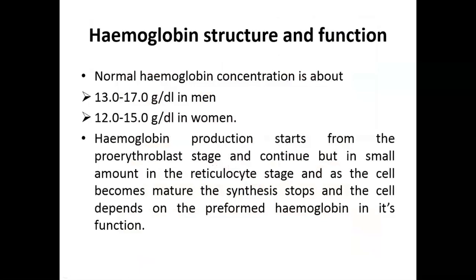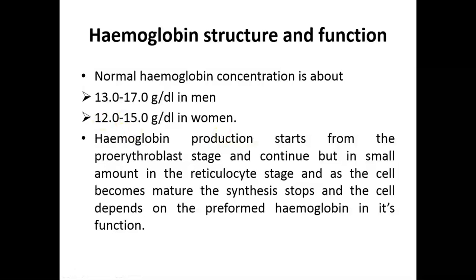Now, we'll talk about hemoglobin structure and function, as it is the main constituent of the red blood cells. We need to know exactly what its components are, what its structure is, and what the main function of hemoglobin is. Normally, the concentration of hemoglobin in our blood is about 13 to 17 gram per deciliter in men, and 12 to 15 gram per deciliter in females.